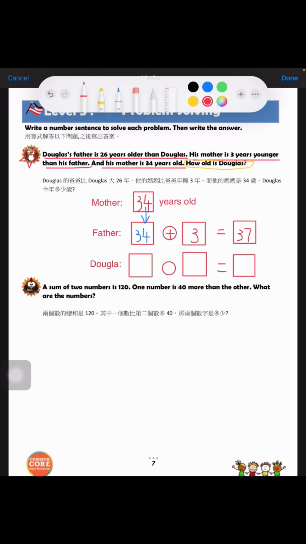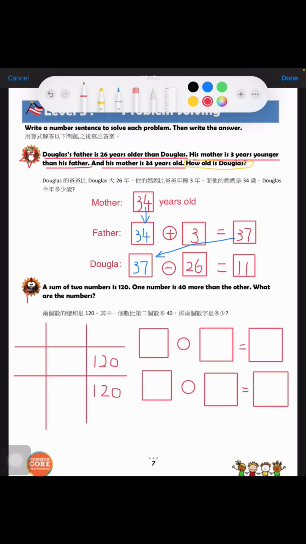So how old is Douglas? His father is 26 years older than him. So we will subtract 26 from his dad's age, which is 37, which equals 11. So he's 11 years old. Now let's move on to the next question.